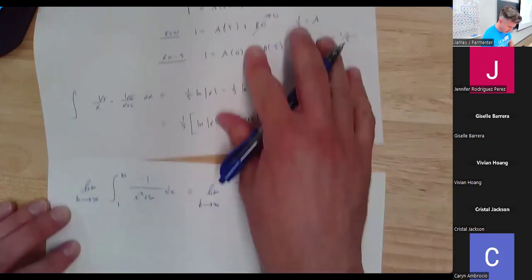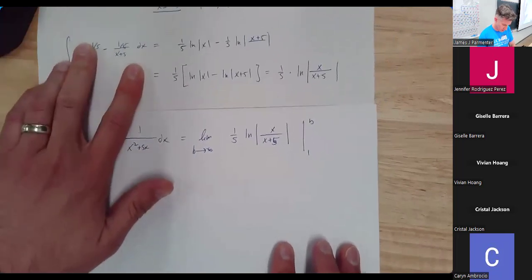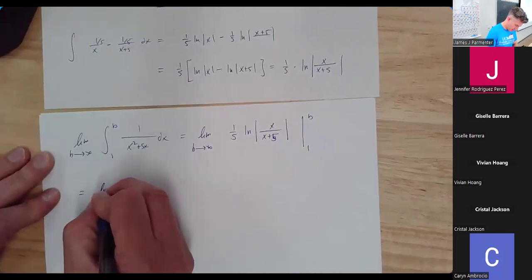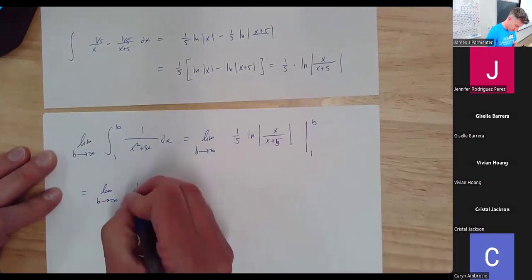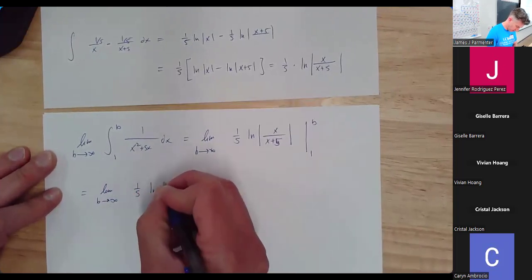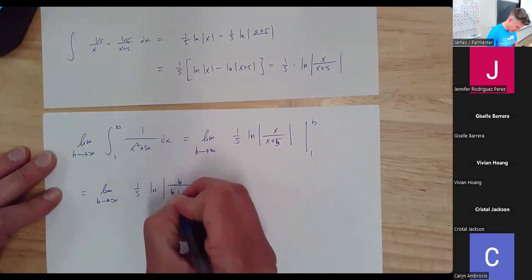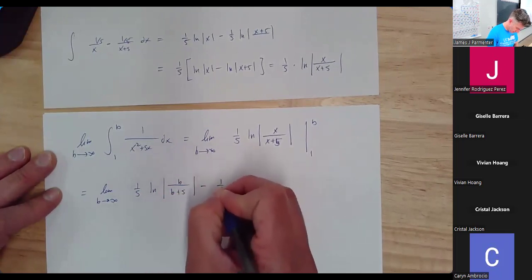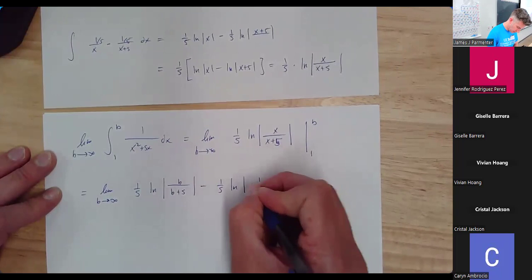Okay, we're almost done. I know it's kind of tedious. So then we're going to get the limit as b goes to infinity. We're going to plug in the b to have 1/5 times the natural log of the absolute value of b over b plus 5, minus 1/5 the natural log of 1 over 1 plus 5.